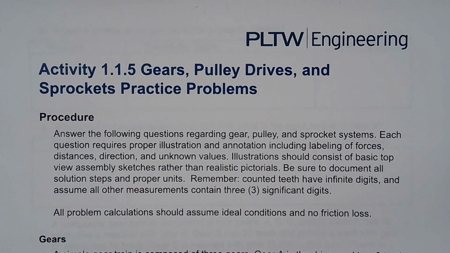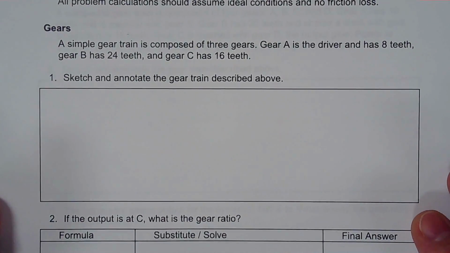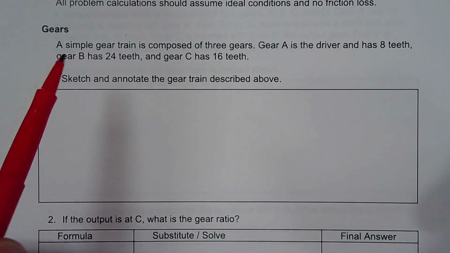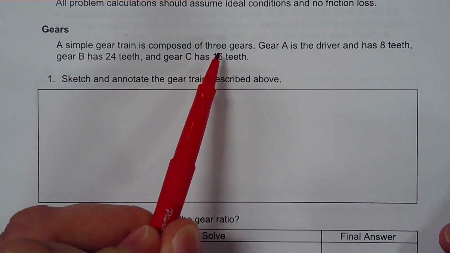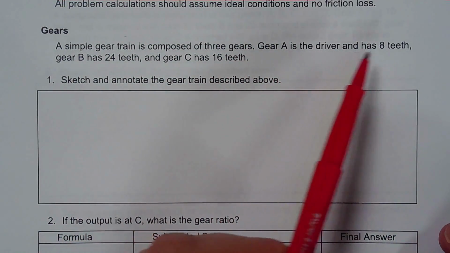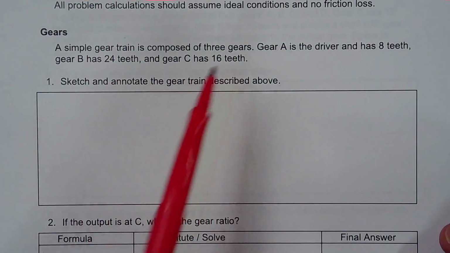All right, so this is what we're looking at. The first thing it wants us to do is sketch and annotate the gear train described above. So if we look here, we have a simple gear train that has 3 gears. So we're going to have 3 circles down here. Gear A is the driver, has 8 teeth, B has 24 teeth, and C has 16 teeth.